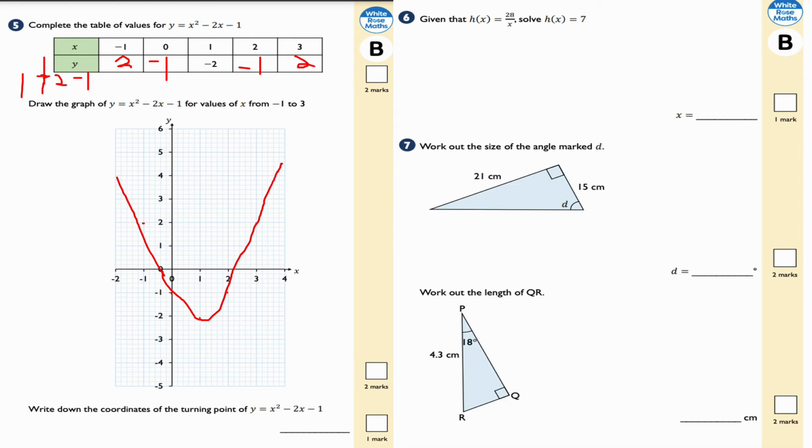Next part, write down the coordinates of the turning point. y equals x squared minus 2x minus 1. Well, it's 1 minus 2.